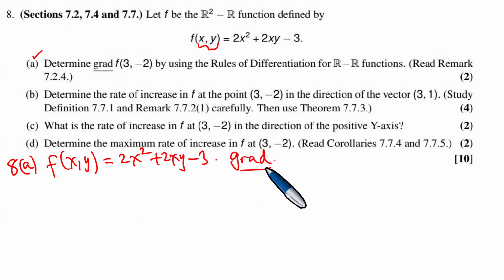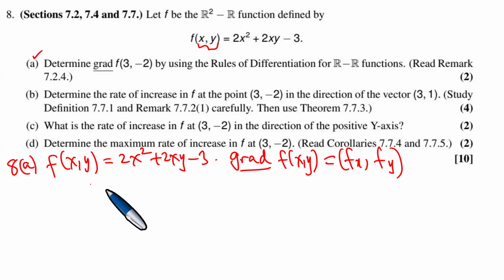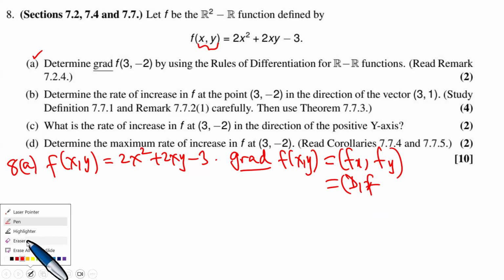So we want to find the gradient of the function f. By definition, the gradient of the function f is nothing other than, in terms of our notation, the derivative of the function like this. So we're going to find the partial derivative of f with respect to x and the partial with respect to y. In the spirit of this course, we can say it is d1f and d2f.